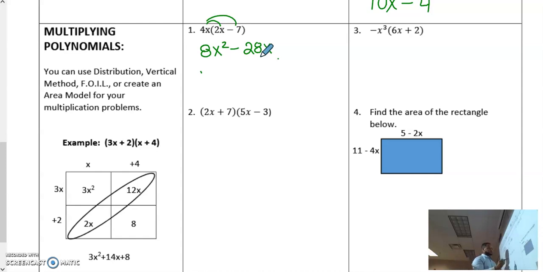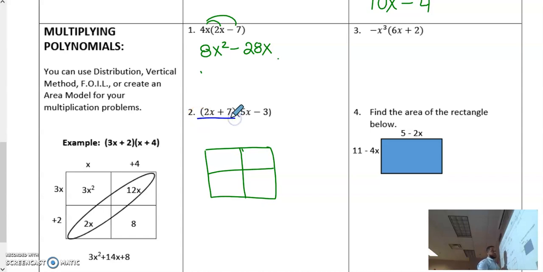Now here, we have a binomial, that means 2 terms, times another binomial, another 2 terms. So we're going to use the area model. That is a 2 by 2 area model. So this first one, 2x plus 7, is going to go on the side here. And then I'm going to put the 5x minus 3 up top. And we're just multiplying, kind of like a multiplication chart.